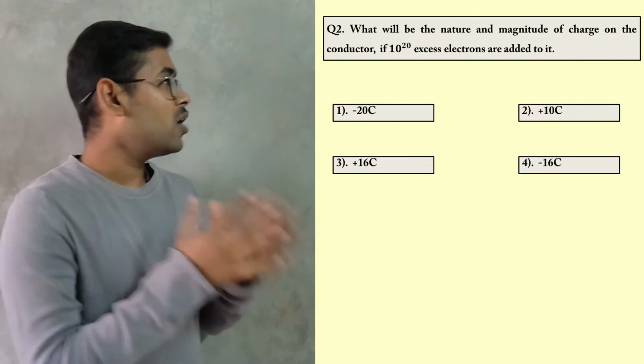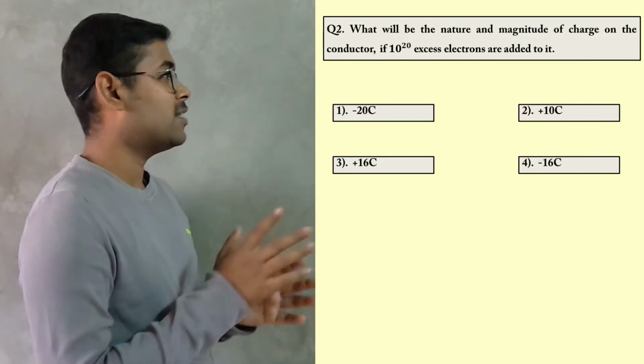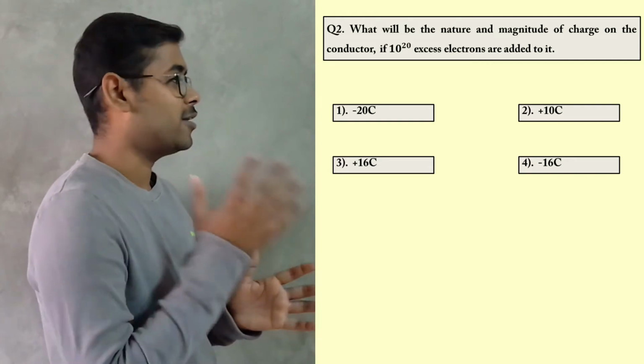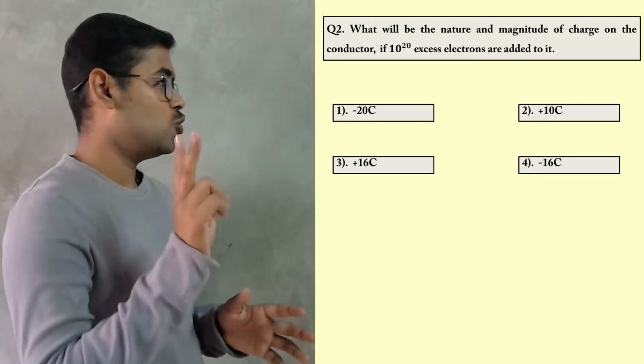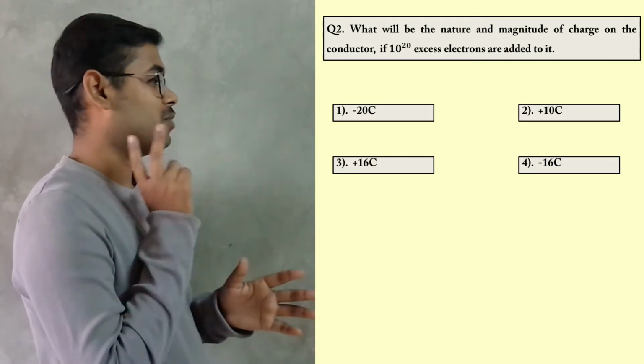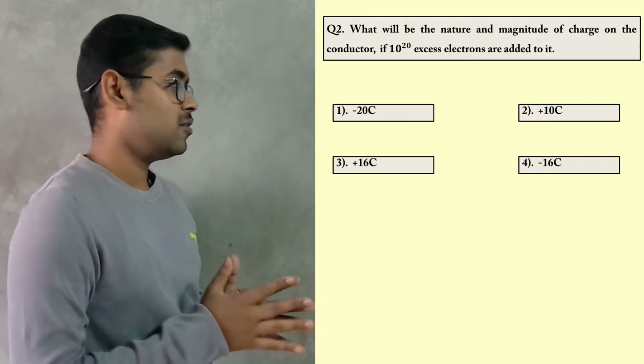Guys, now let us move to question number 2. What will be the nature and magnitude of charge on conductor if 10 raised to 20 excess electrons are added to it? Option number 1, minus 20 coulomb. Option number 2, plus 10 coulomb. Option number 3, plus 16 coulomb. And option number 4, minus 16 coulomb.